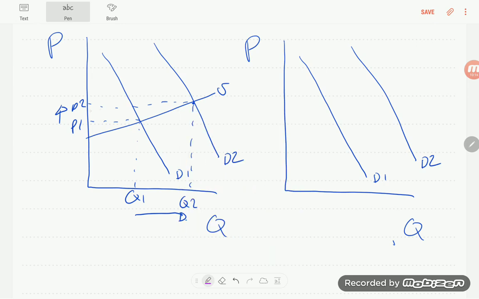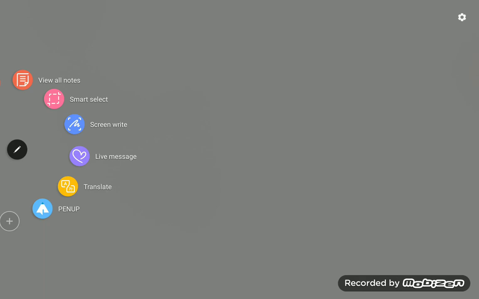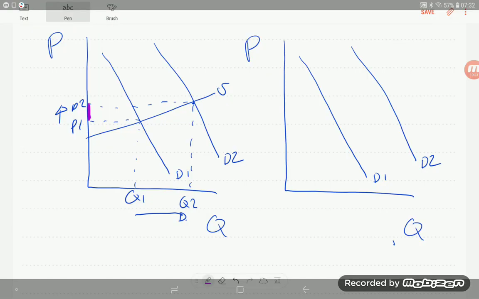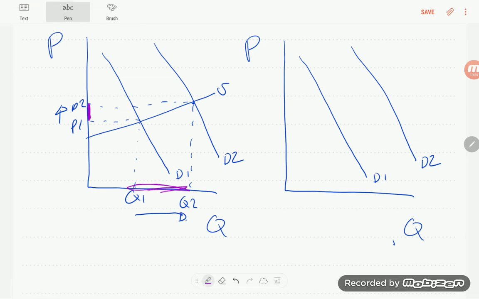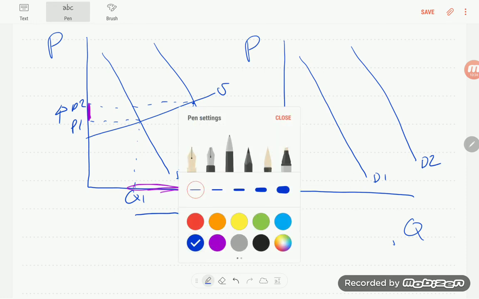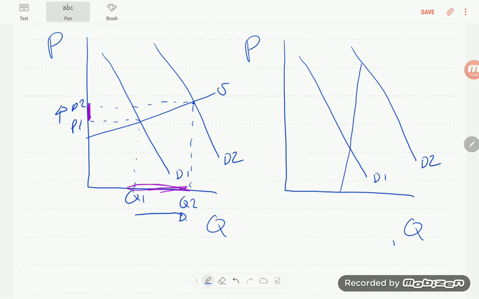Let's illustrate that clearly. So you can see that's much smaller than this distance. So when supply is elastic, the extension in demand between Q1 and Q2 will be much larger than if supply was inelastic. So let's draw a really steep curve here. So that's supply inelastic as opposed to elastic here.